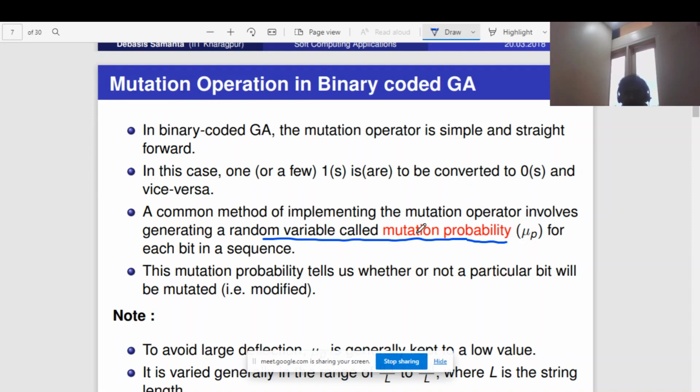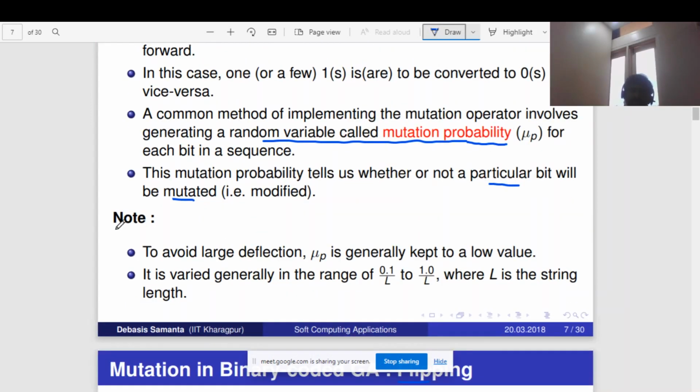If the mutation probability is 1, then that particular bit from the actual offspring will be flipped, otherwise it will not be flipped. The mutation probability tells us whether or not a particular bit will be mutated, that is, it should be flipped or not. Okay, so this thing should be noted to avoid larger deflection.